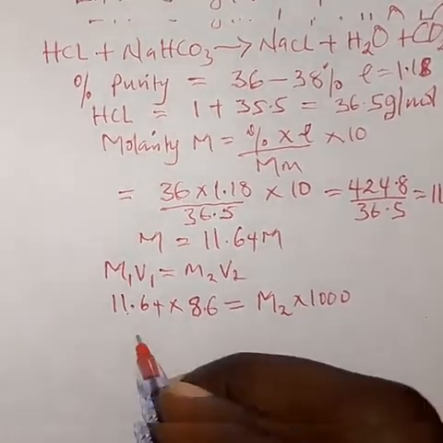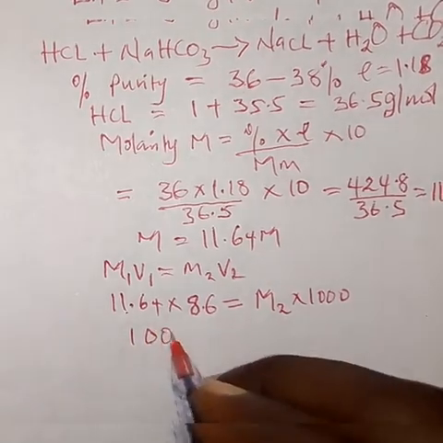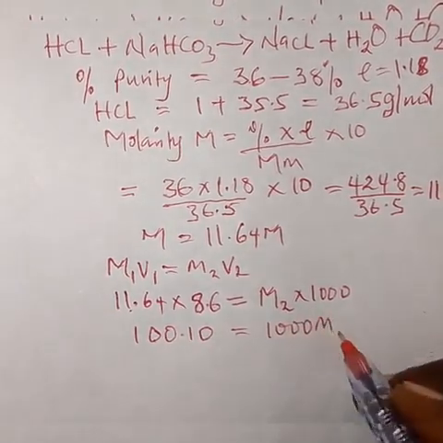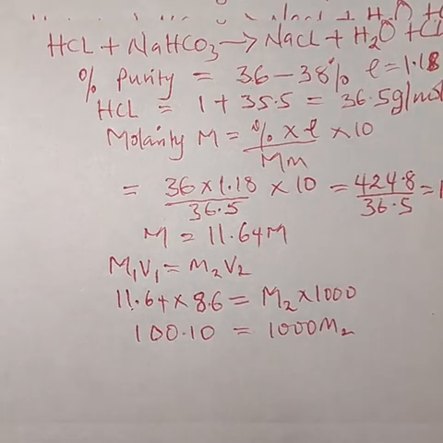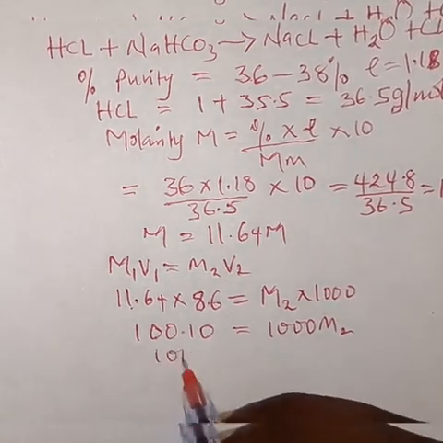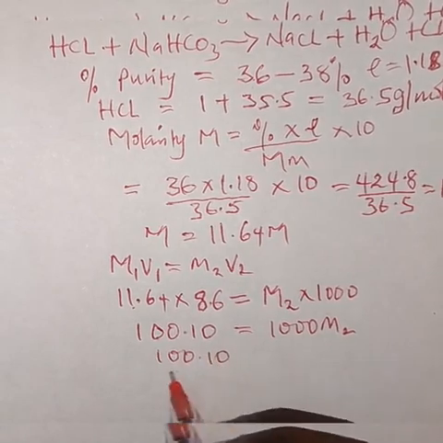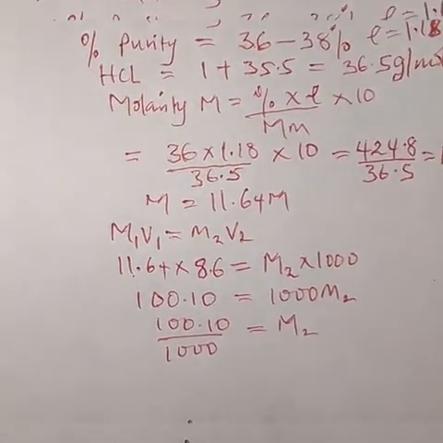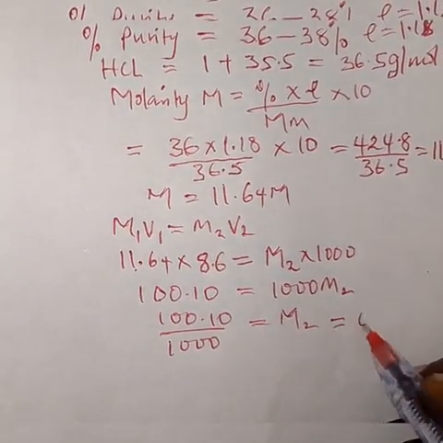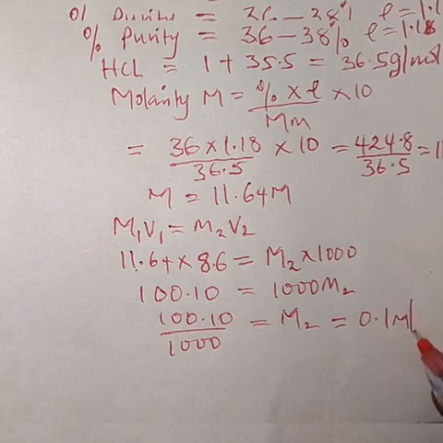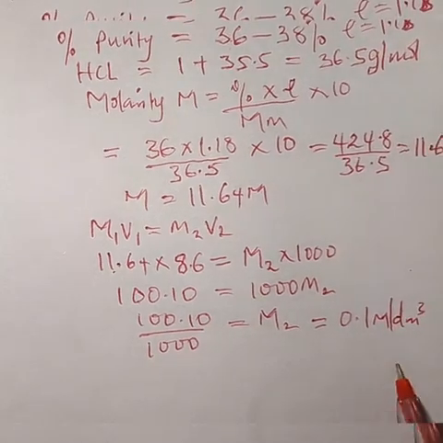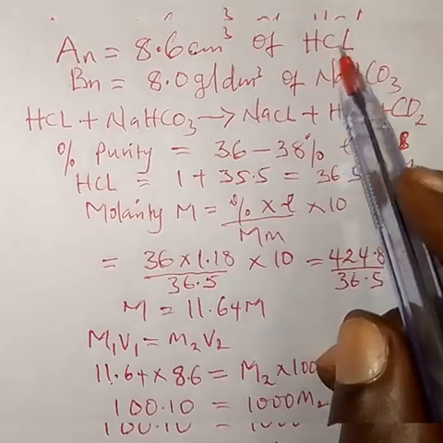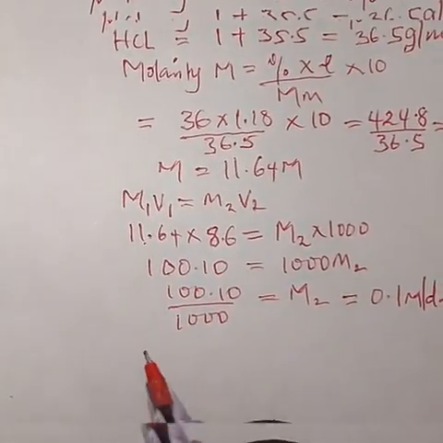If you multiply the left side, you should get 100.10 is equal to 1000 M2. Now I will divide both sides by 1000, which is the coefficient of M2. So 100.10 divided by 1000 will give you 0.1 moles per dm cube. So this is the molar concentration of the acid. Okay, so you have to know that if they ask you to find the concentration of A in moles per dm cube, you should get 0.1.